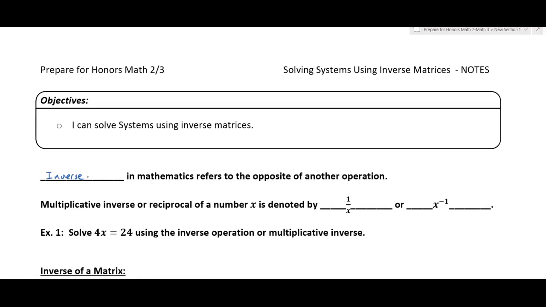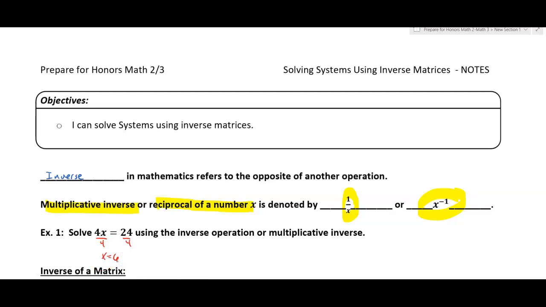And anytime we have the multiplicative inverse or reciprocal of a number, it is denoted by 1 over x, which can be rewritten using exponents as x to the negative 1. If I was to solve this equation in example 1, the first thing I would do is divide both sides by 4 and x would equal 6.